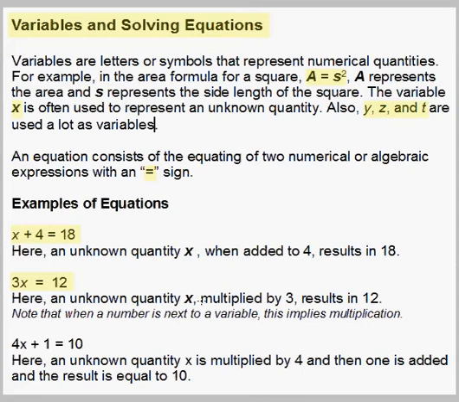Now note that when you have a number next to a variable, 3 next to x, that implies that 3 is multiplied by x, even though there's not a multiply sign in between. Just remember that. In the last example, we have 4x plus 1 equals 10. Here, this represents the equation where 4 is multiplied by some unknown x, and then 1 is added to that result, and that result is then equal to 10. Again, 4 next to x means 4 times x. In the next examples, we're going to look at how to solve these equations.